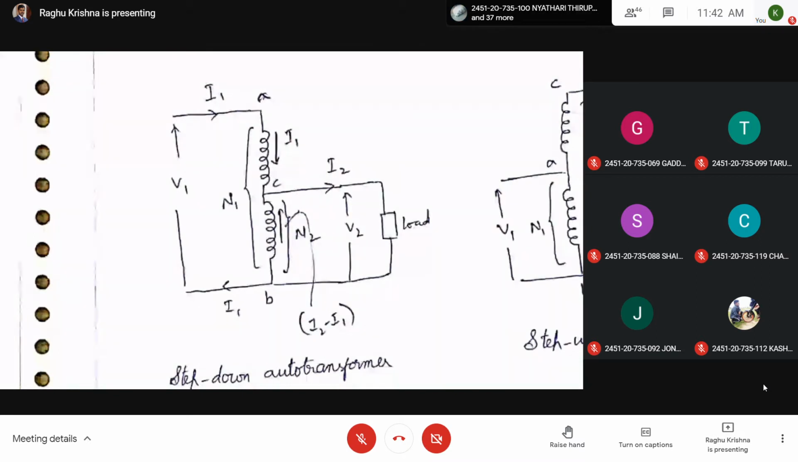See the diagram once. V1 is the supply voltage, I1 is the current drawn from the supply, and that current I1 flows through the AC part. Here you can see the winding. The part of the winding that is common is BC. BC is common to primary and secondary.